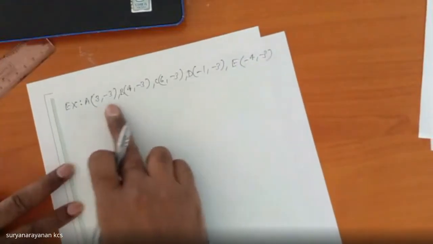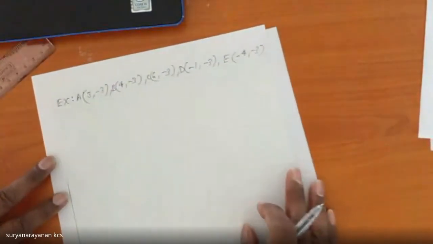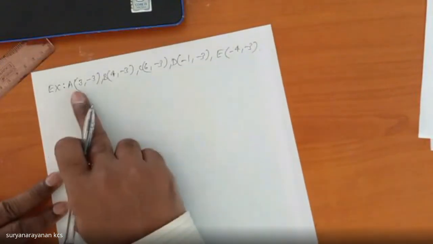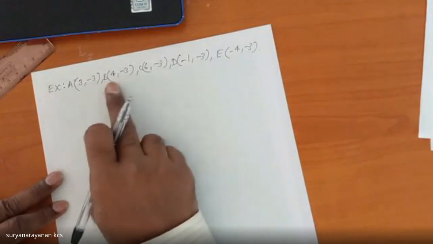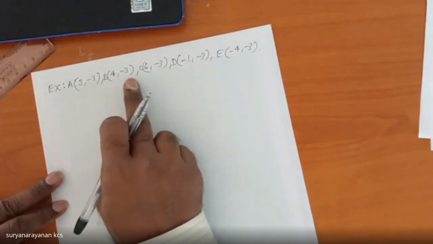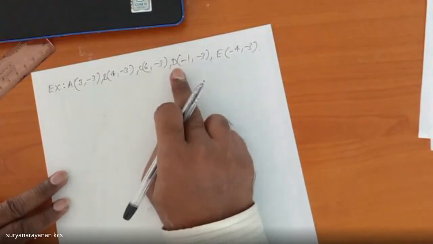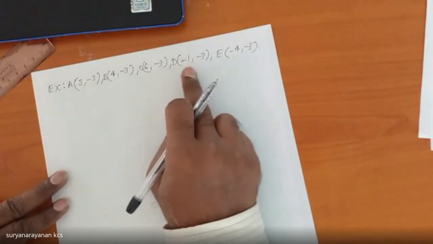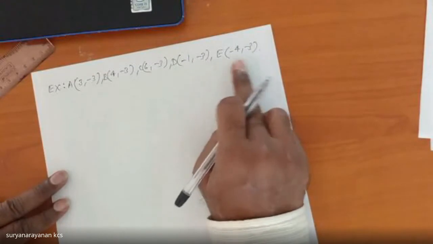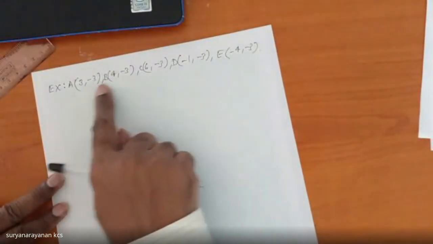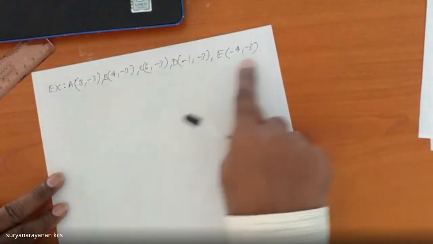Now observe all these points carefully, my children. Is there any common property? A is equal to ordered pair (3, -3). B is (4, -3). C is (6, -3). D is (-1, -3). E is (-4, -3). Observe these points carefully. Is there any common property?